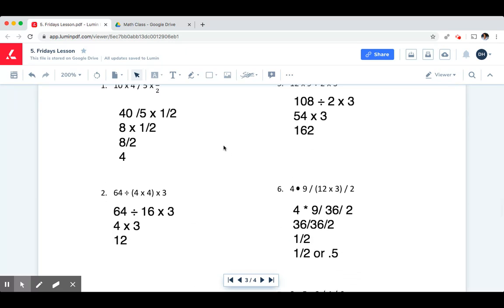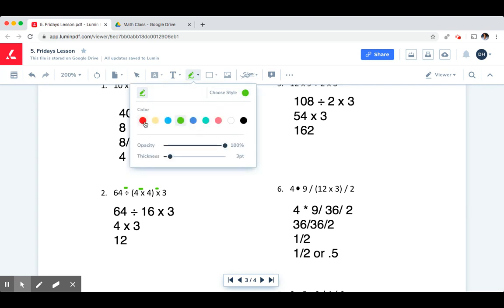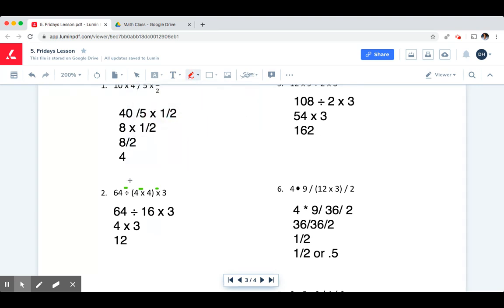We're going to go over the next 2 problems together because these are the types of problems that I see the most difficulty with on the exit tickets. So these problems, well, number 2 has multiplication and division, but we cannot work from left to right. And that's because there's parentheses here. So we have to make sure we do the parentheses first because that rule always applies. Parentheses always come first, no matter what.